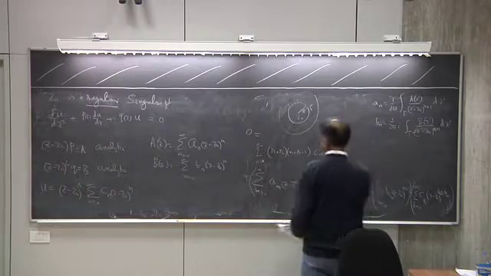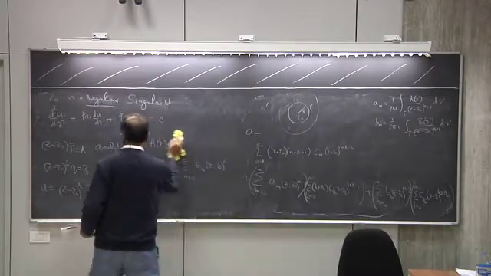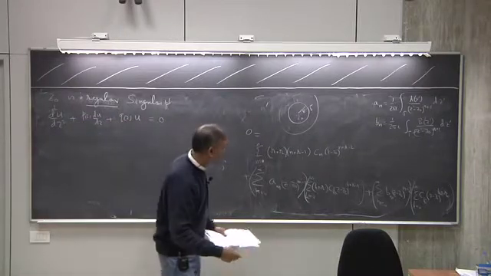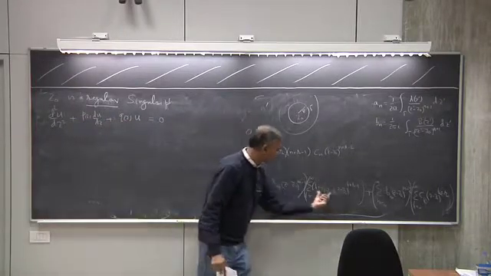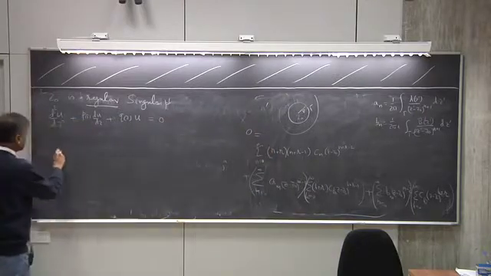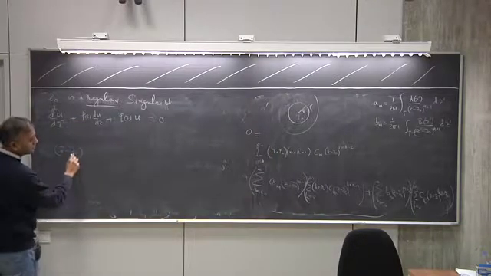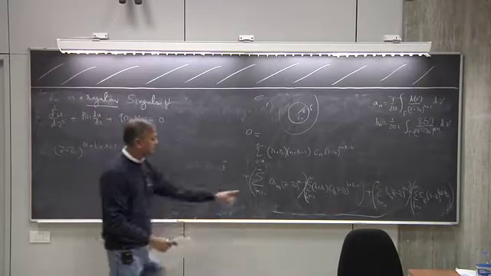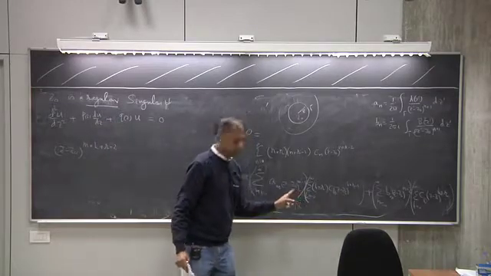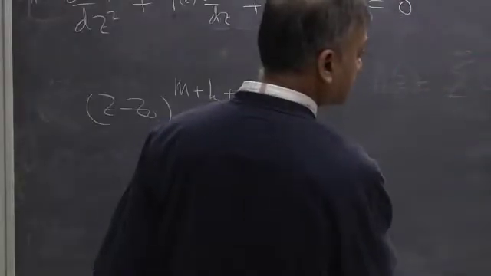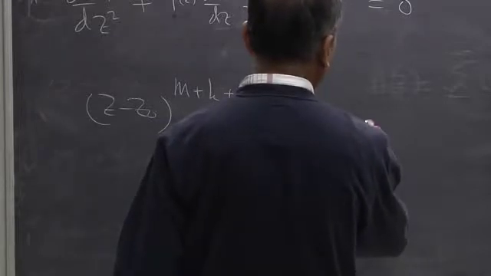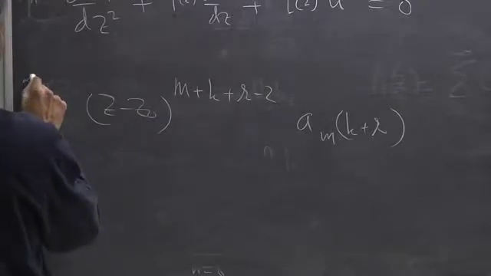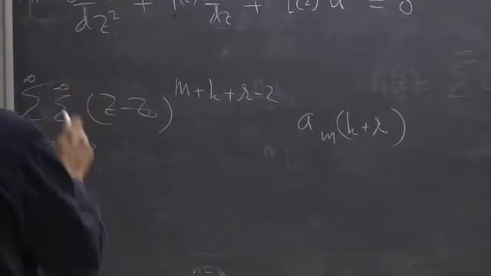Okay, so now we get just an equation for this. I just combine them together. So this is a matter of just changing. If you put together the power here, just to show you one case, you get z minus z0 to the power of m plus k plus r minus 2, when you multiply this thing. And I have a double sum, multiplying a_m times (k plus r), with m equal to 0 to infinity and k equal to 0 to infinity.